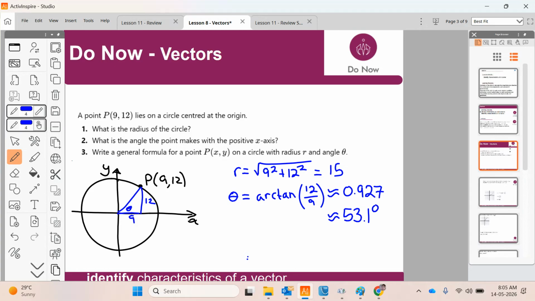And that's in degrees. If you're writing in degrees, you have to use the degree symbol. If you don't have a unit symbol for an angle, then it's always assumed to be in radians. So then what we need to do is write a general formula for the point P on the circle with radius r and angle theta.